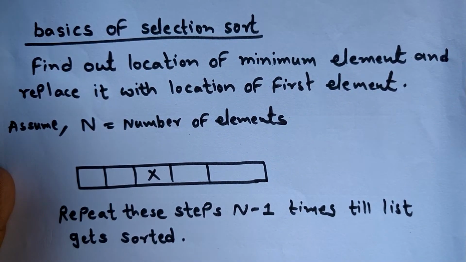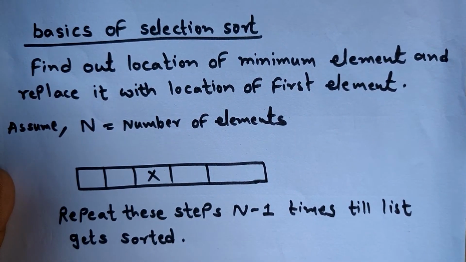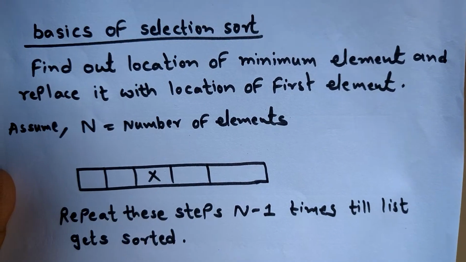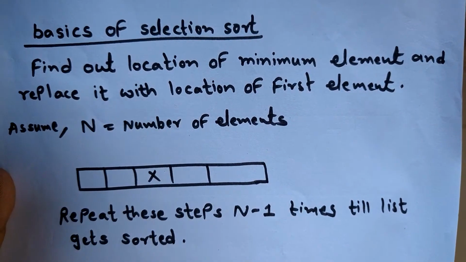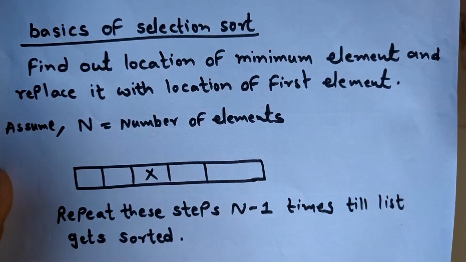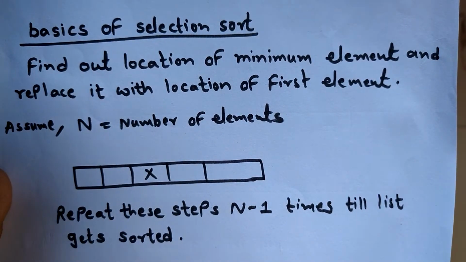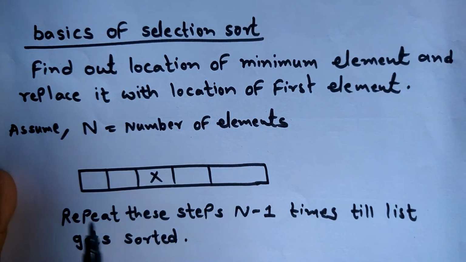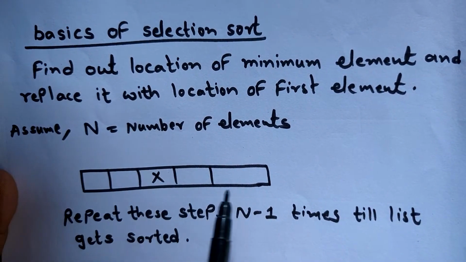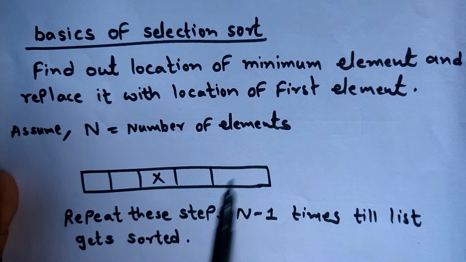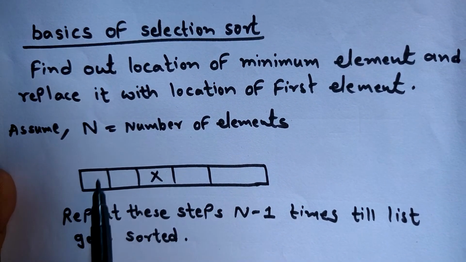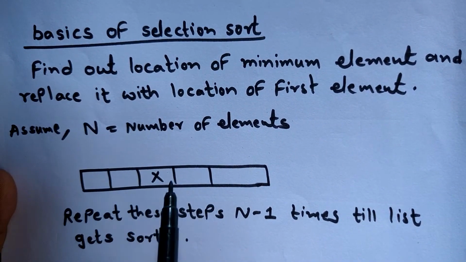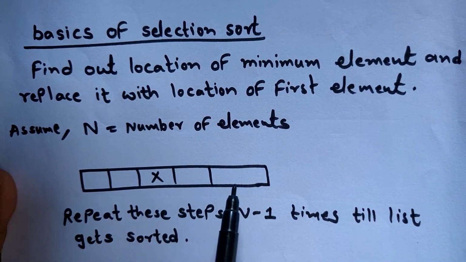So, basics of the selection sort: find the location of the minimum element and replace it with the location of the first element. Now look at that five item list. Here is the five item list: 1 2 3 4 5. Five elements are there. Obviously the first element has the location id of 0, the next one is 1, the next one is 2, 3 and 4.